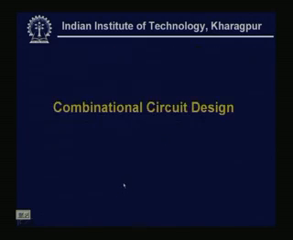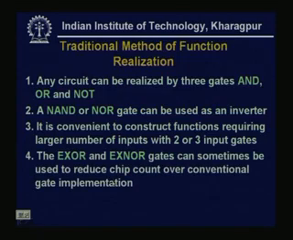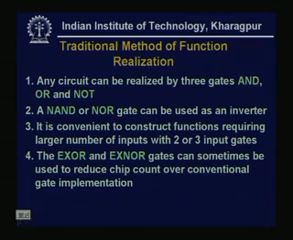Now, we start the combinational circuit design. First, we recapitulate some of the traditional method of function realization. Already we have discussed the Karnaugh map, that means given a table or some Boolean expression, from there how we can reduce that, then how we can realize that function.